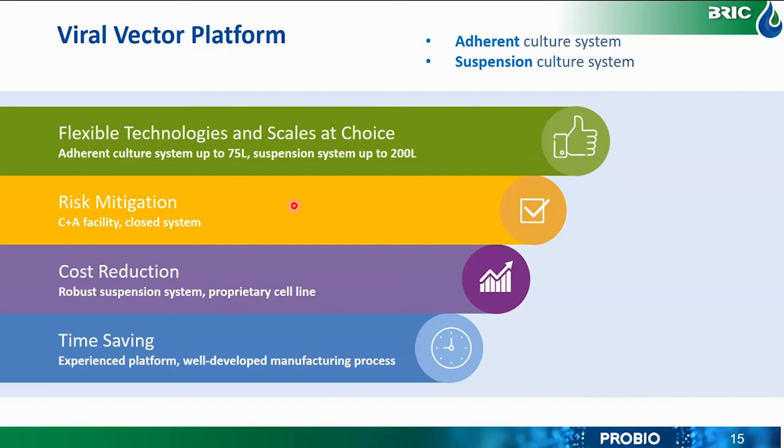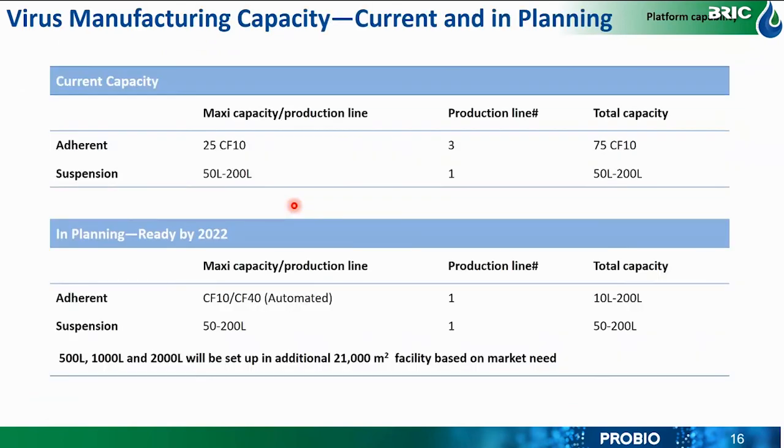Also, in GenScript, we have a huge capacity for the demand from our customer projects, so we can save time for our customer projects. And this is the capacity of the current platform. We have a total of 4 production lines for viral vector manufacturing, and 3 of them are using adherent systems, and 1 of them is using a suspension system.